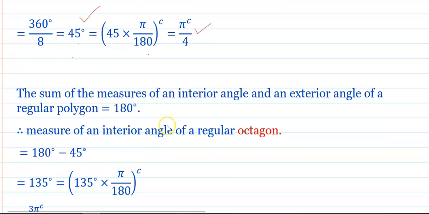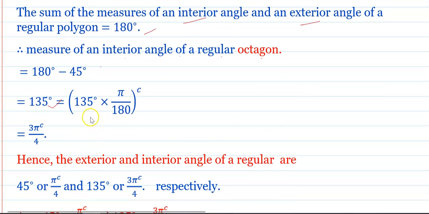Again, same thing is here. Sum of the measures of an interior and the exterior angle is equal to 180. Therefore, the measure of an interior angle of a regular octagon is equal to 180 minus 45. That is equal to 135. And convert this to the radian. That is 135 multiplied with pi upon 180 radian. And hence you will get 3 pi by 4 radian.